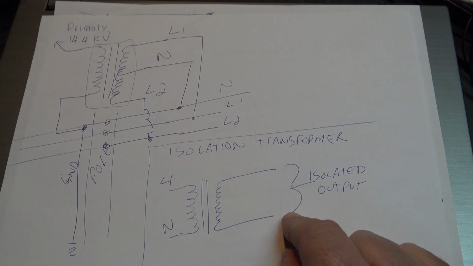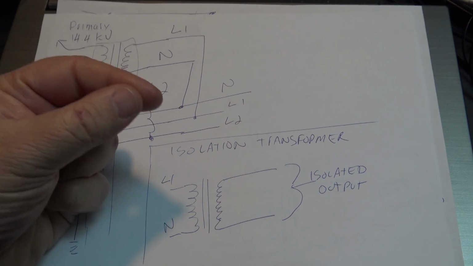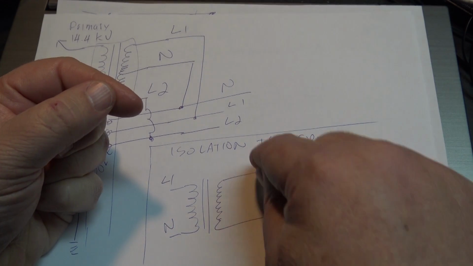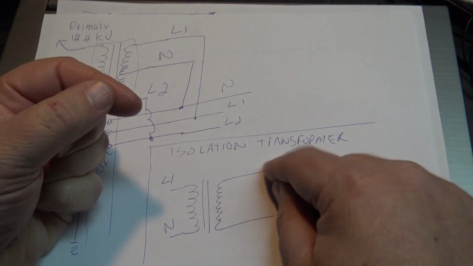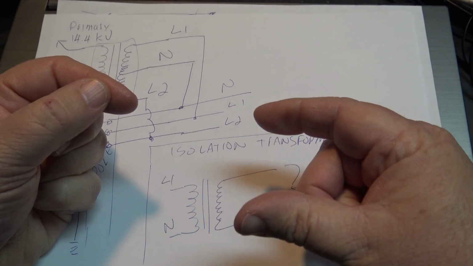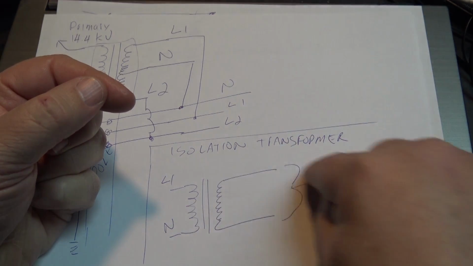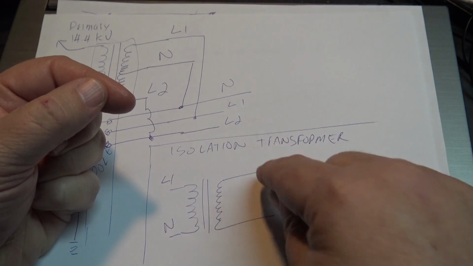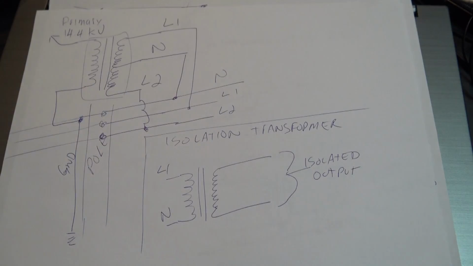So it doesn't matter if you're touching ground and you touch one or the other of these terminals, that terminal will be pulled to ground. The other one will be, and if you touched both of them, obviously you would get a shock because that's your completed circuit here. But from one or the other to ground, you will not complete your circuit.